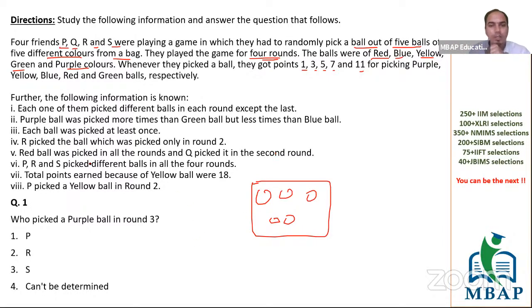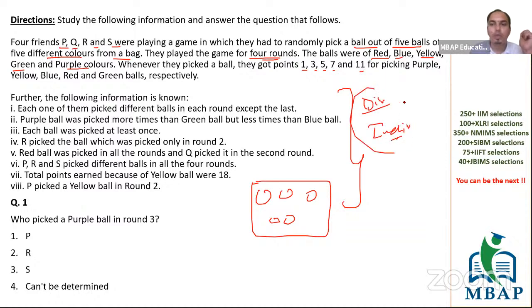Perfect. Now this is where the main thing comes into the picture, these conditions. What you have to do here, based on the direct and indirect data, is choose whether I'm going to pick up this set or not. Now when I start reading, one of them picked up different balls in each round except the last. This is indirect data. The purple ball was picked up more times than the green ball, but less times than... again indirect data. Each ball was picked up at least once. And R did not pick up the ball which was picked only in round two.